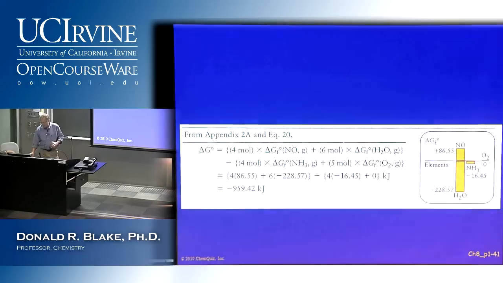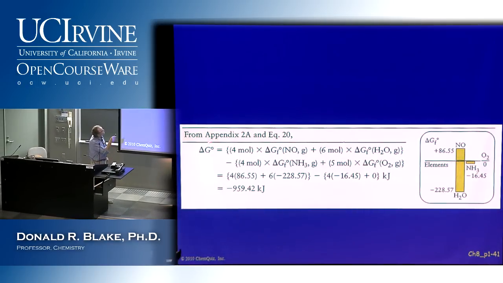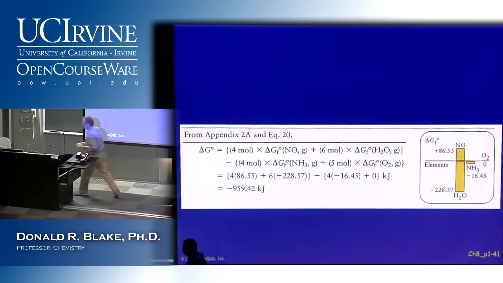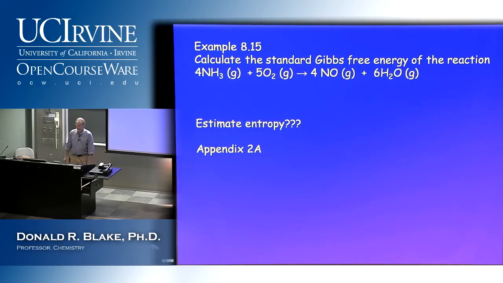Okay, appendix 2A. Here are your values. So this is how you'd set it up. Products minus reactants. So the equation, did you guys write that down? Write that down, folks, because I'm going to switch off of this and you're going to have to figure out what is products minus reactants.